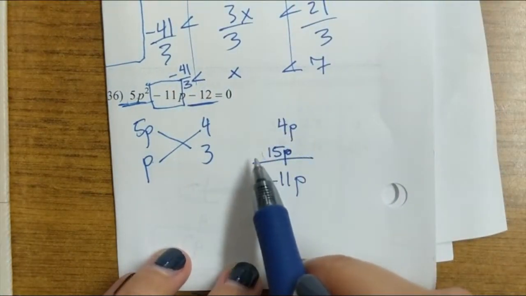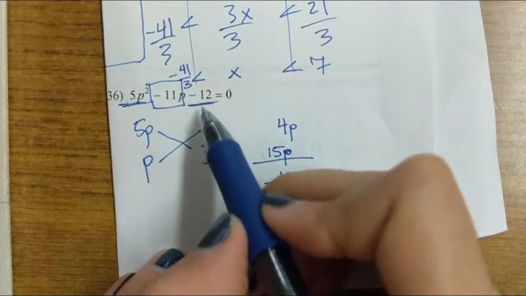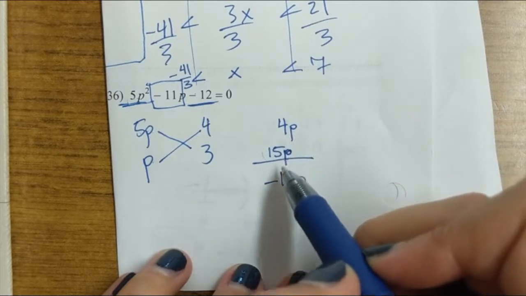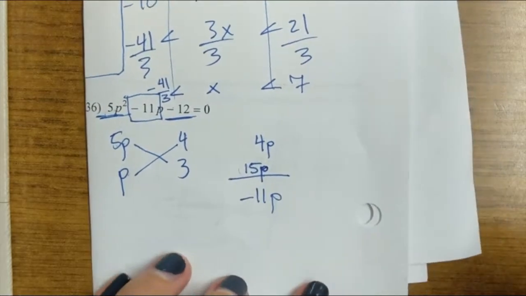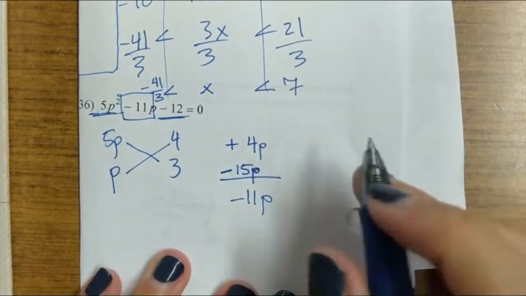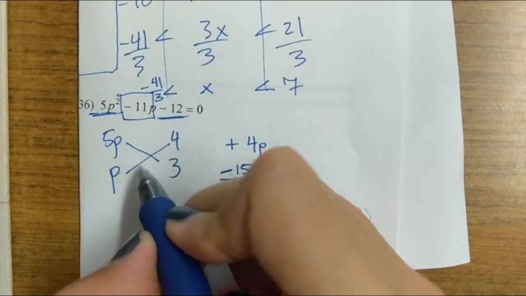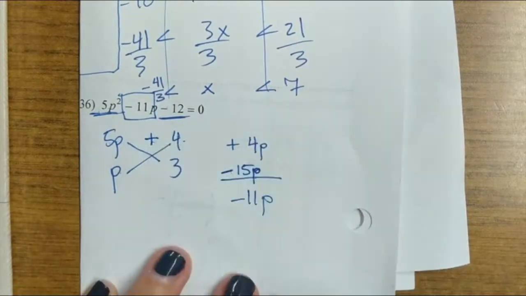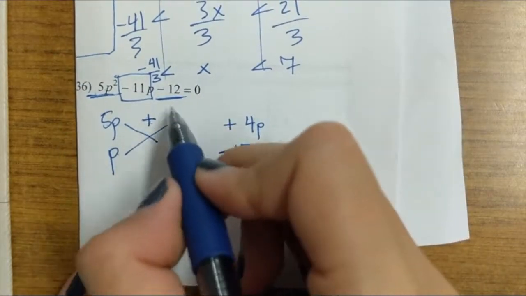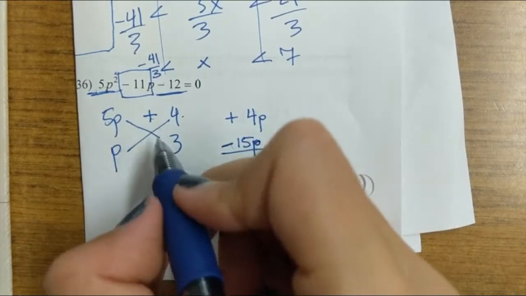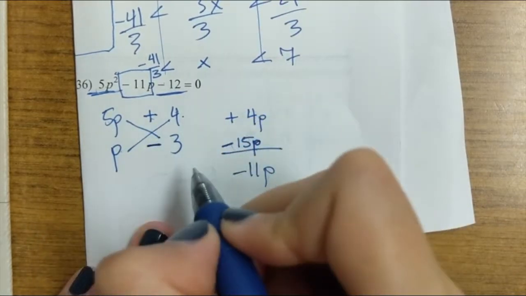Can they? Now remember, two things multiply to give me negative 12. One of these has to be negative. So if one of these is negative, can I add to get negative 11p? Yes, I can. The 15 has to be negative, and the 4 has to be positive. So p times 4 gives me 4p. This 4 has to be positive. So we'll put the plus in front of that 4 because it's going to be a positive 4. But 5p times 3 gives me negative 15p. That means this 3 needs to be negative.